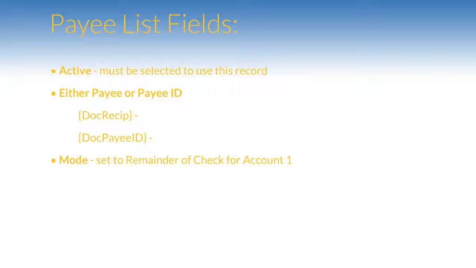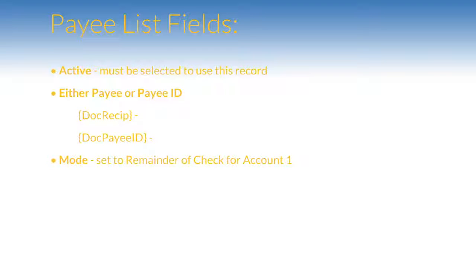Enter the value PrintBoss will use to find an exact match from the check EFT batch. The value can be either alpha and/or numeric characters. For example, the vendor ID can be assigned as the payee and used to match the value in this field. The corresponding PrintBoss variable is DocRecip. Similarly, the Payee ID can be assigned and used to match the Payee ID field. The corresponding PrintBoss variable is DocPayeeID.